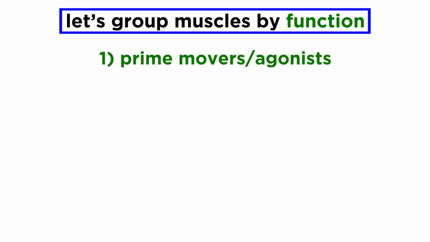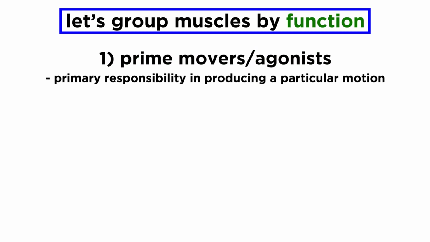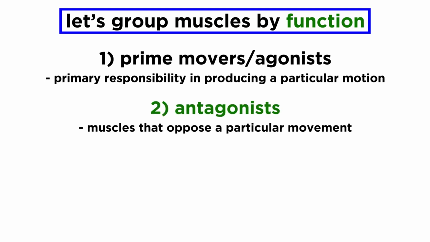First, there are prime movers, or agonists. These are muscles that have a primary responsibility in producing a particular motion. Muscles that oppose a particular movement are called antagonists. This can help provide resistance and produce more delicate motions.